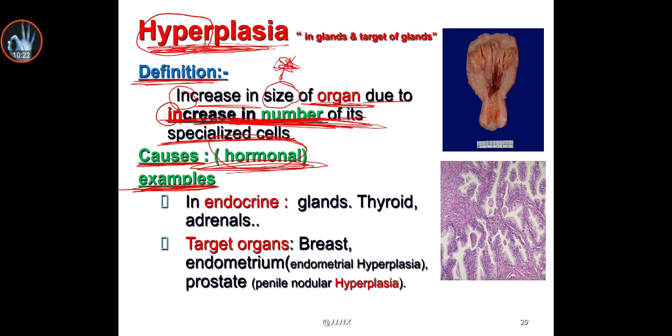And the cause of hyperplasia is hormonal. As an example, hyperplasia, one of its major features, occurs in the glands and the targets of the glands. Okay, in the glands or the targets of the glands. For example, some glands have as one of their targets the breast.